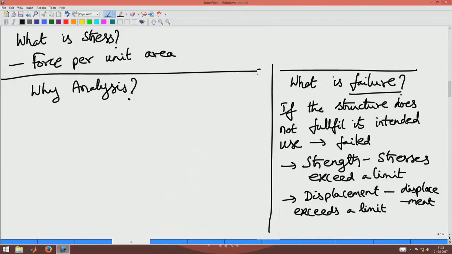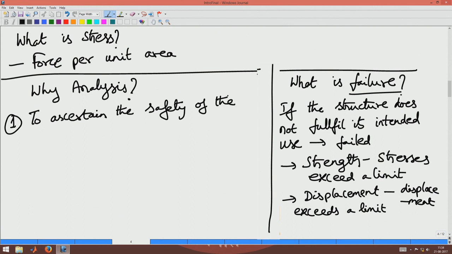Okay. So, in essence, there are two reasons why you want to do analysis. The first reason is to ascertain the safety of the structure under given conditions.